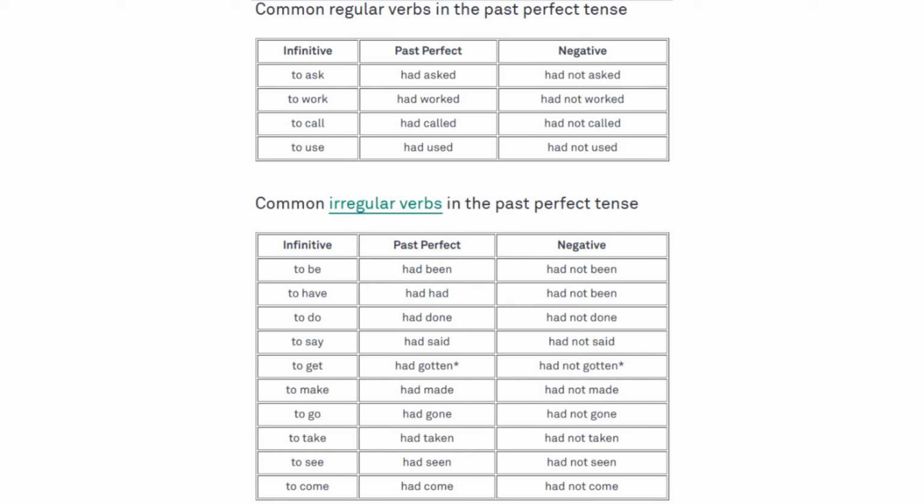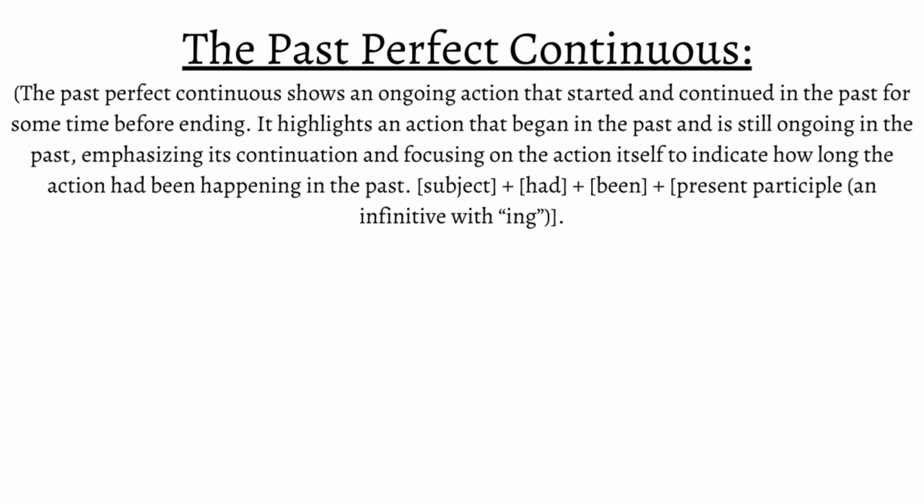Finally, the past perfect can also be continuous, and when it is, it shows an ongoing action that started and continued in the past for some time before ending. It highlights an action that began in the past and is still ongoing in the past, emphasizing its continuation and focusing on the action itself to indicate how long the action had been happening in the past. The pattern of this tense uses had been with the present participle. A subject plus had plus been plus a present participle, which is an infinitive with ing.